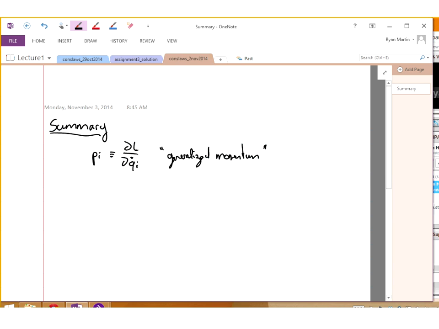We also noted from the Euler-Lagrange equation that if the Lagrangian didn't depend explicitly on Qi, so if the partial derivative of the Lagrangian with respect to Qi was equal to 0, then the associated conjugate momentum was conserved, or a constant.